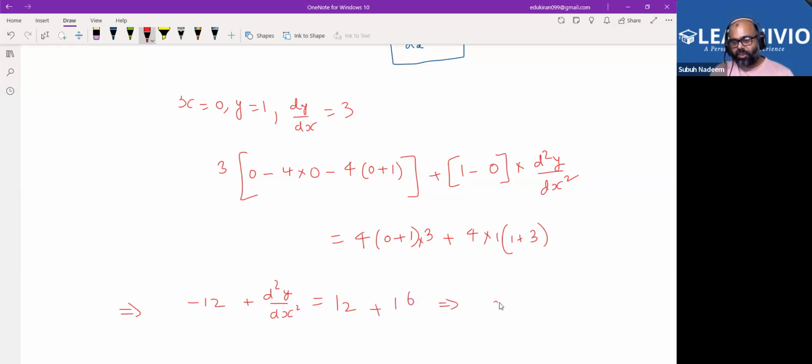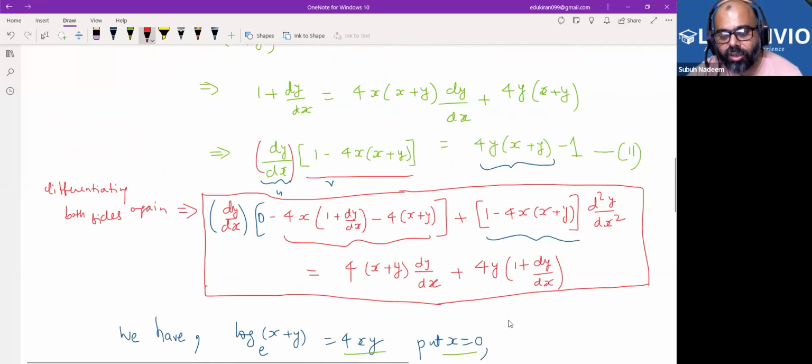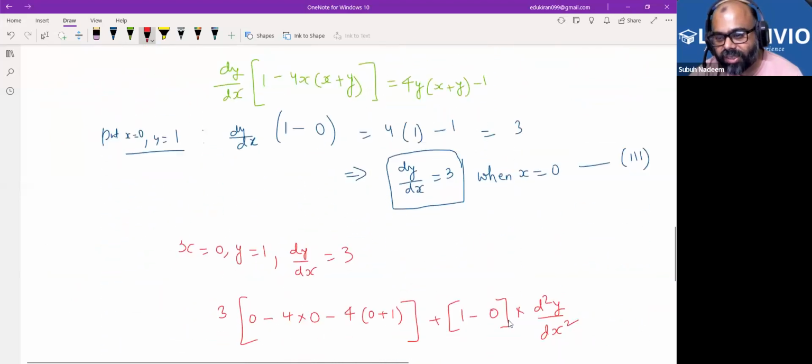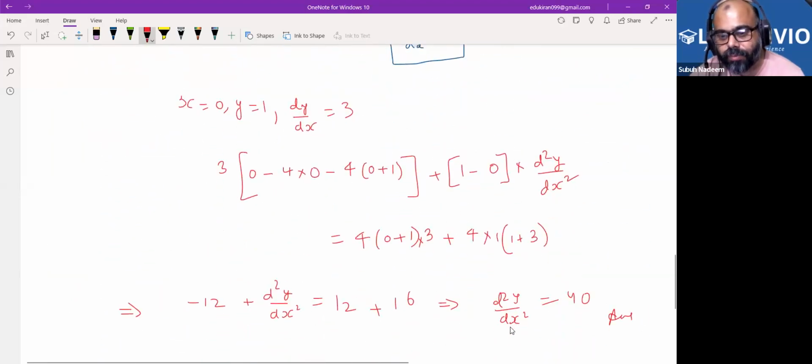So we get d2y by dx square as 16 plus 12, and this 12 will also go there. 24 plus 16 is 40. So when x is 0, d2y by dx square is 40. So if we see, the option is not given there, but we can say that this is our answer.